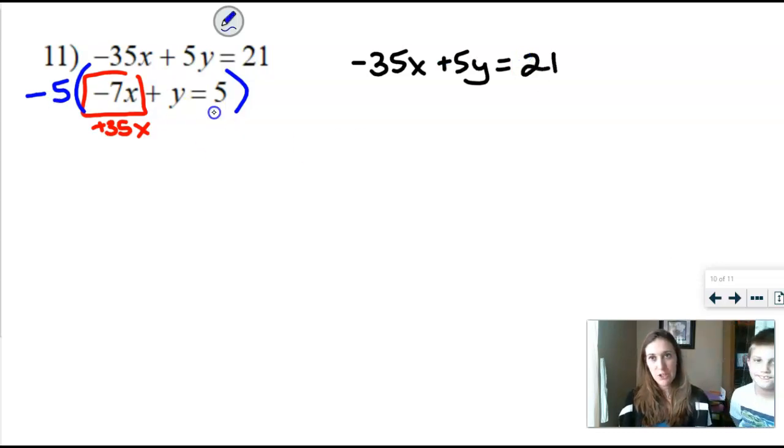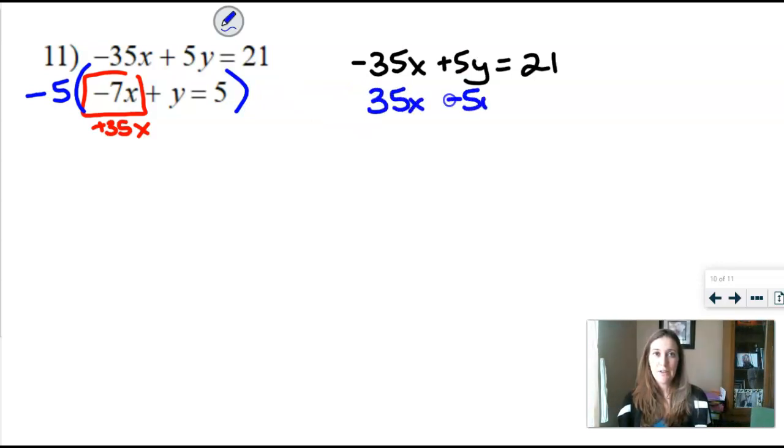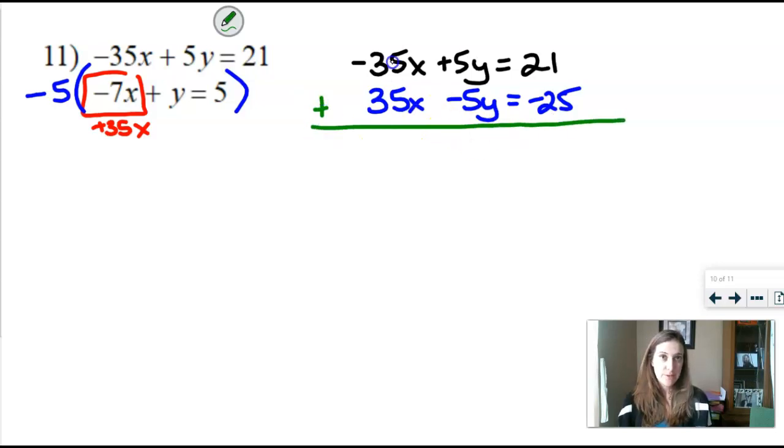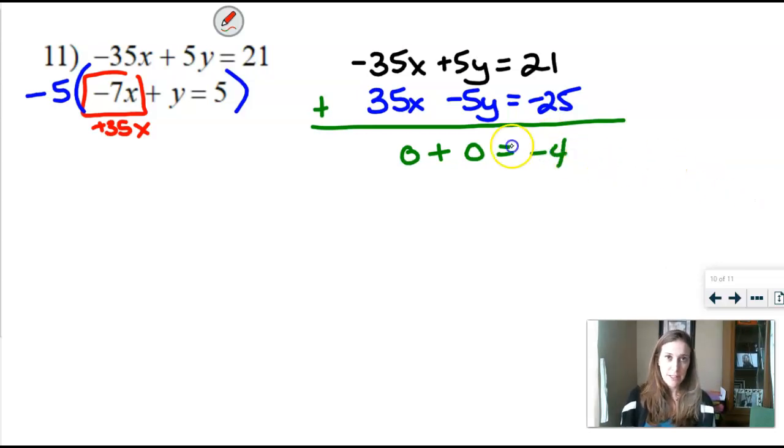And then this new equation, now that it's a linear combination of the original one, is a positive 35x minus 5y equals negative 25. When I go to add these up, something strange happens. This knocks out to 0, and this also knocks out to 0. But this time, the right side does not. It equals negative 4. So does 0 equal negative 4?